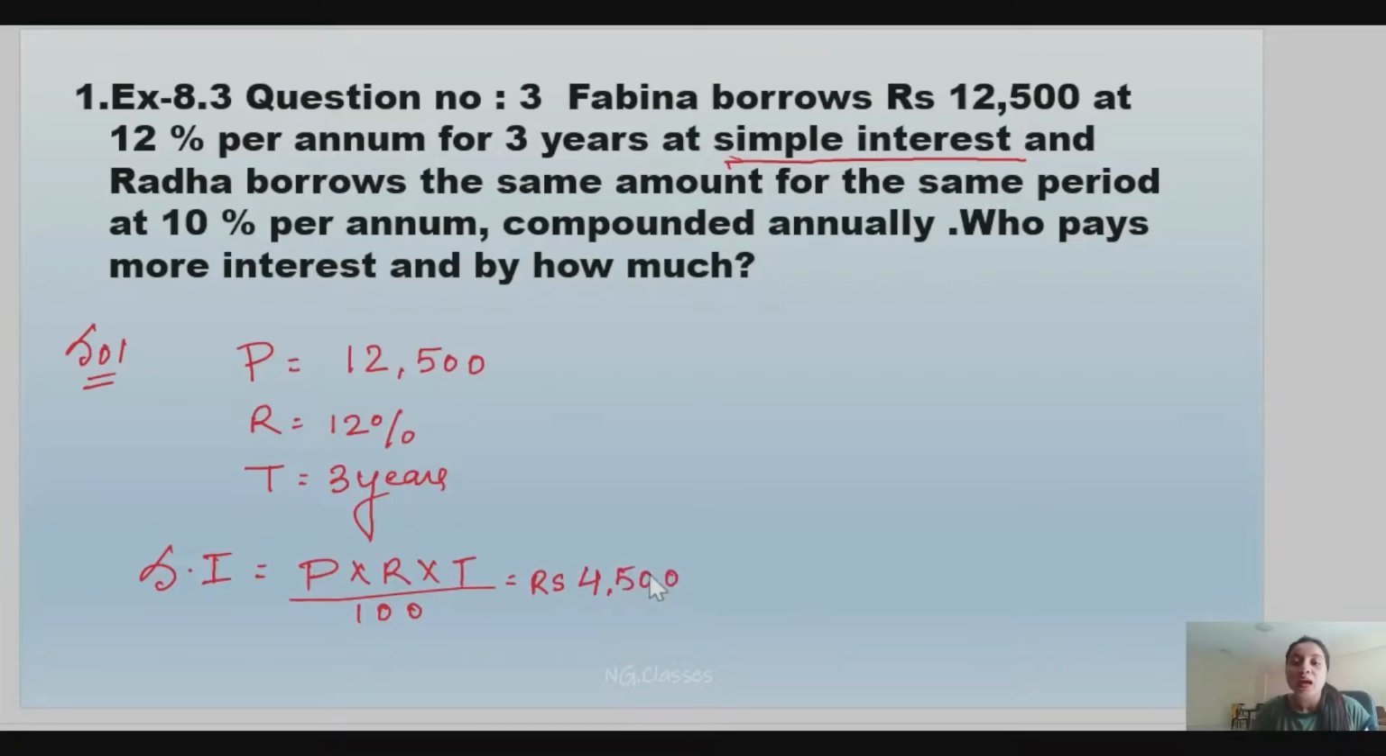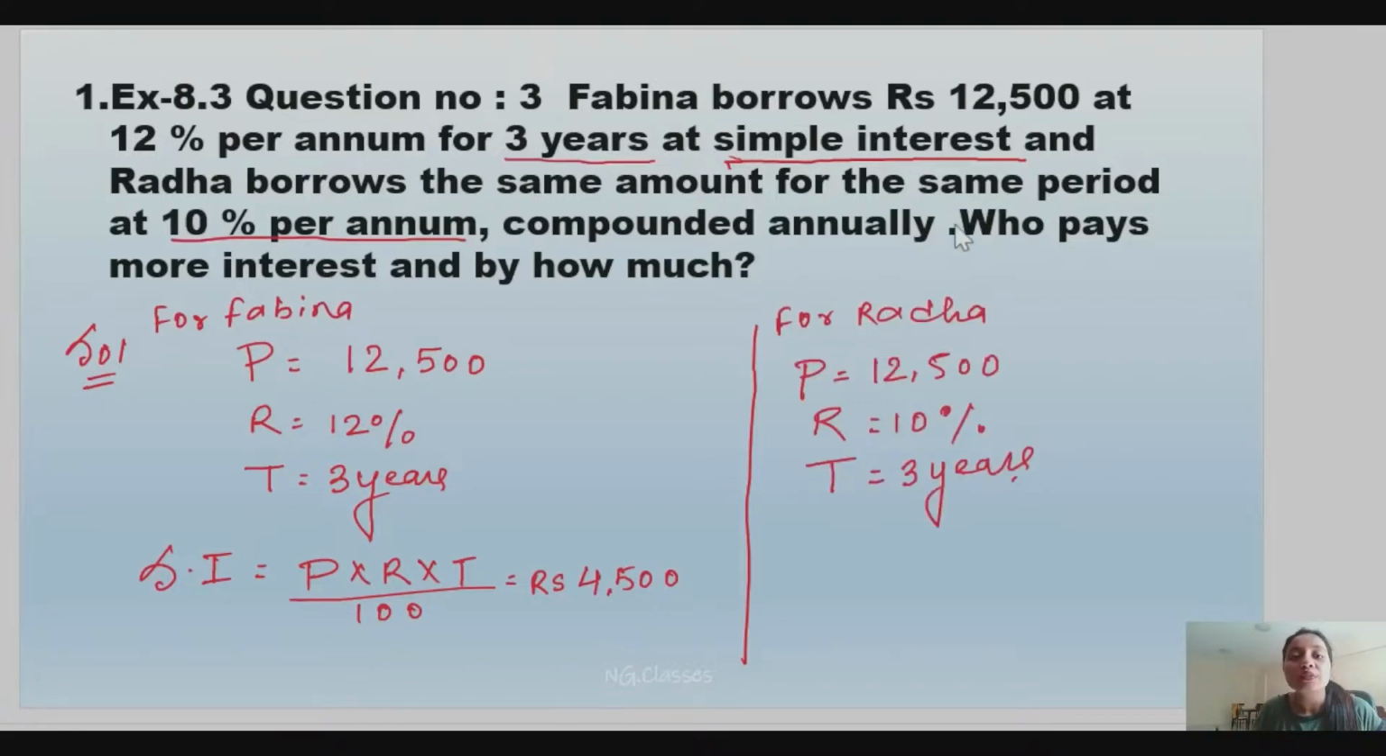Okay. Now the other part says Radha borrows the same amount. What's the amount? 12,500 only. For the same period, it means the time period is also the same. Here I am going to calculate for Radha. This is for Fabina. And here I am going to calculate for Radha. Here we have to calculate compound interest.